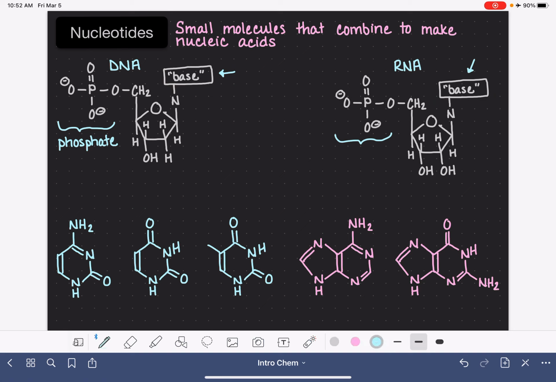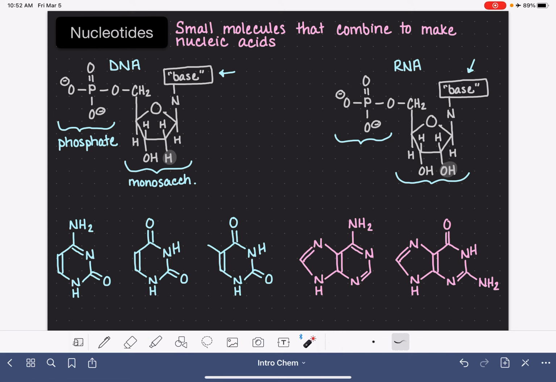And then last but not least, they both contain this monosaccharide, so this 5-membered sugar here. Again, I'm not going to label it for the RNA. So we have the phosphate group, we have the monosaccharide, and then we have some sort of base attached to the monosaccharide. Structurally, the only difference between DNA and RNA is the monosaccharide itself.